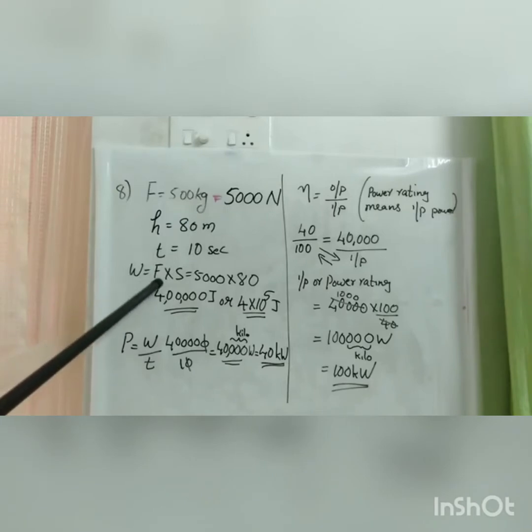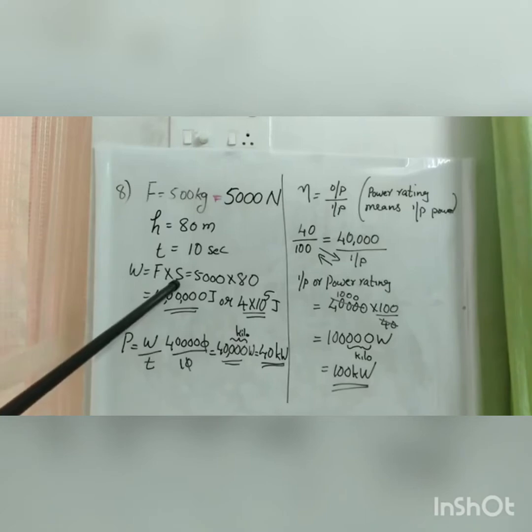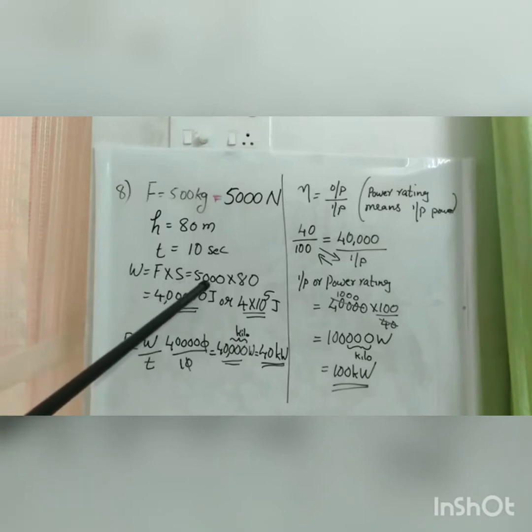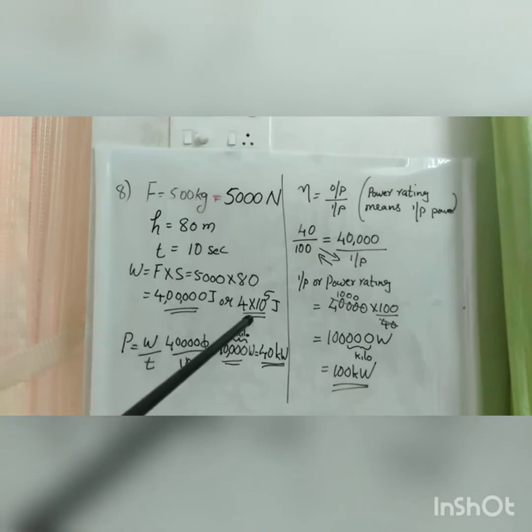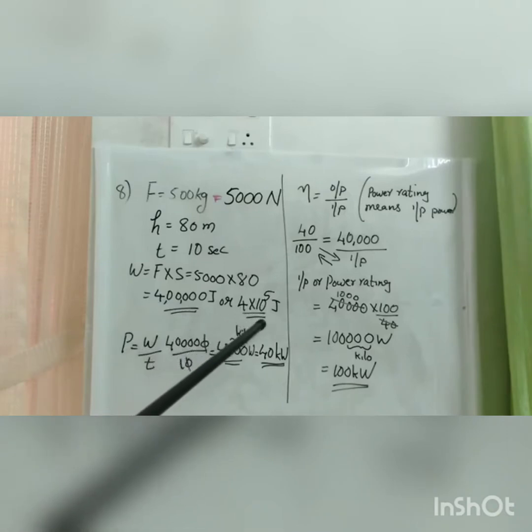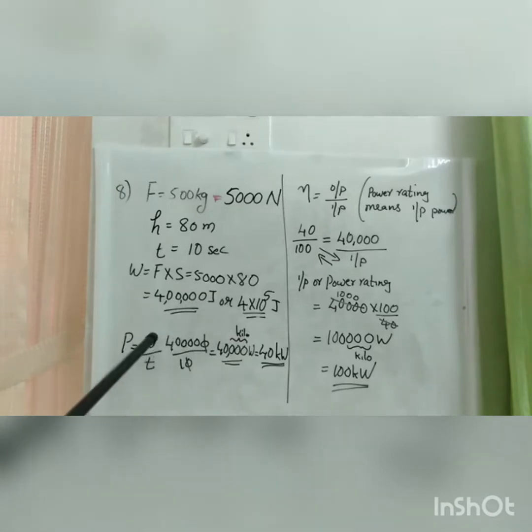So work done is force into displacement. So here you can see 5000 into 80, you will get 4 lakh joule, or you can write in terms of 10 raised to 5. So you will get 4 into 10 raised to 5 joule. Okay, so work done is force into displacement.